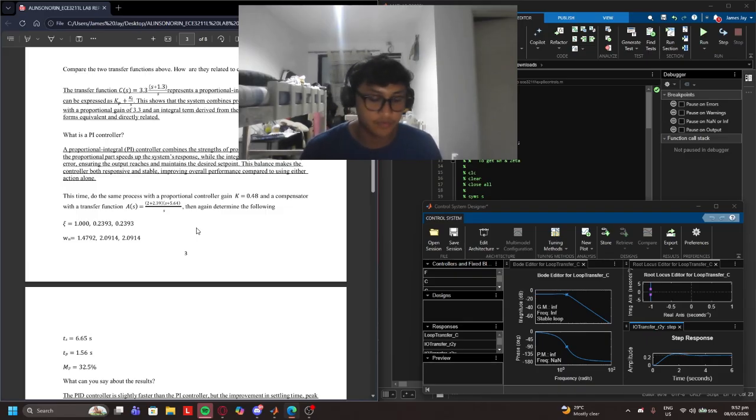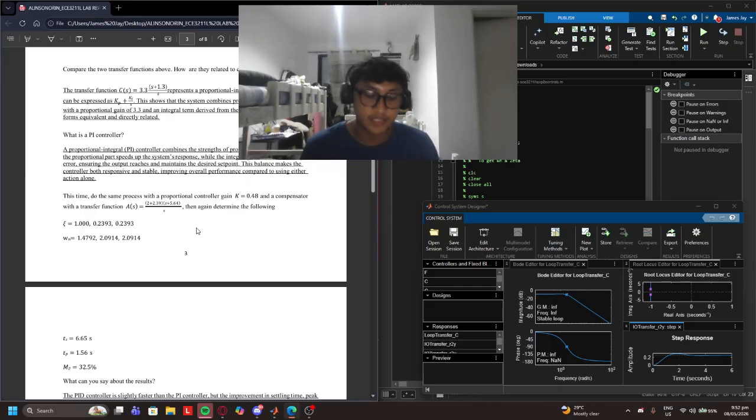During the experiment, we first analyzed the plant transfer function and applied a proportional gain together with compensators. Then we used the CISO tool to tune the controller and observe how the poles and zeros affected the root locus and the step response of the system. We also derived the transfer function for PI and PID controllers and related them to the standard controller equations.